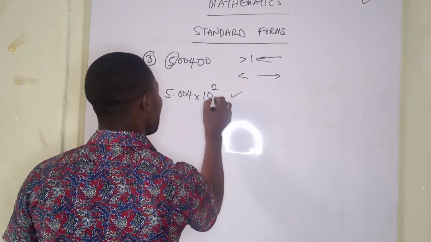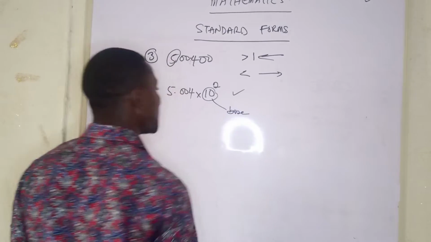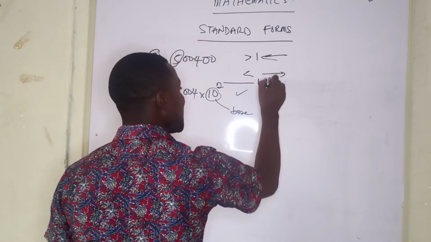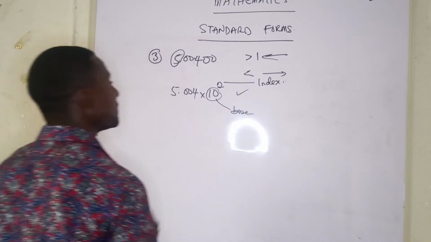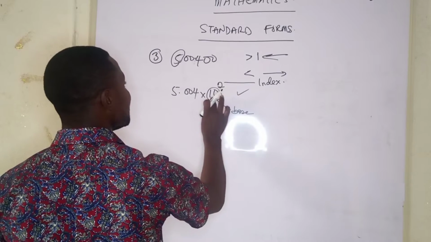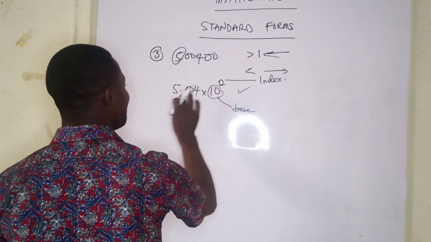This 10 we have here is just like a base. We'll get there when we start dealing with indices. And this 2 is an index. And what this means is that you are saying 10 times 10. Multiply it by what?